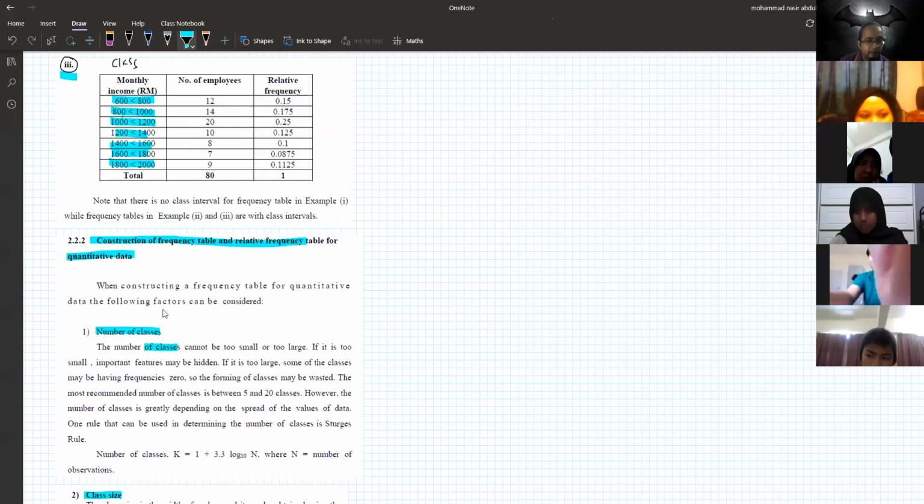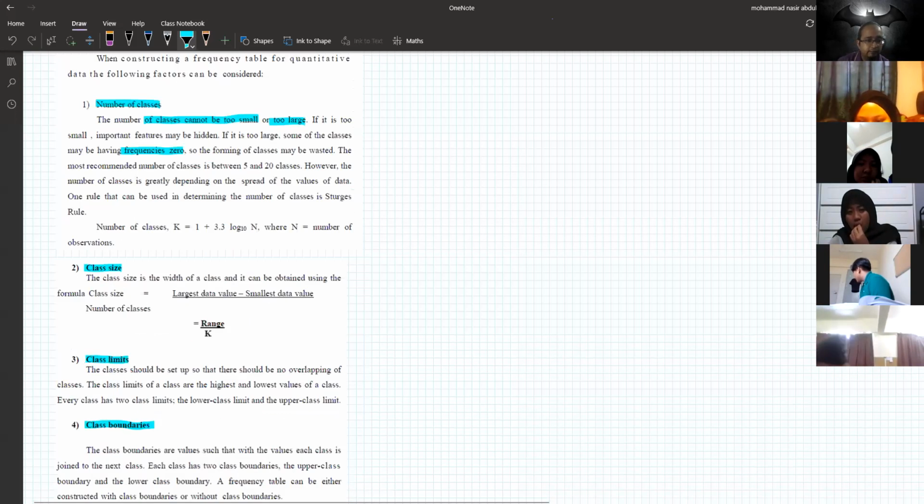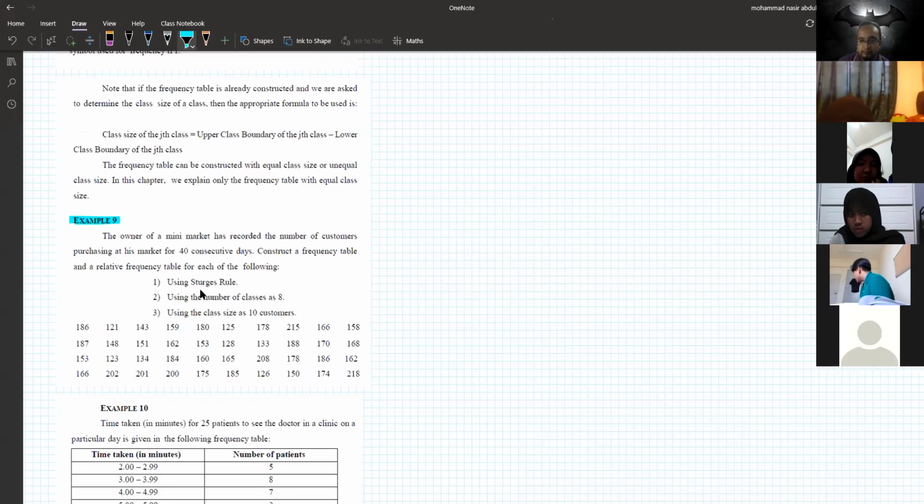And the number of class cannot be too small or too large for quantitative data. If it's too small, some important features may be hidden, right? And if it's too large, we often get a frequency equal to 0. So if you have quantitative data like example number 9, this is an example of unstructured quantitative data. It's not grouped data, right?